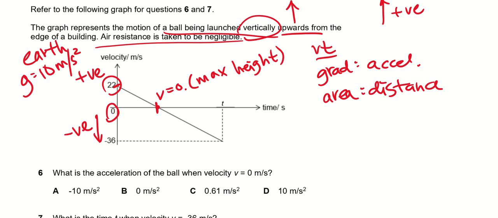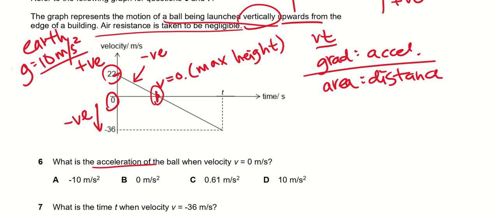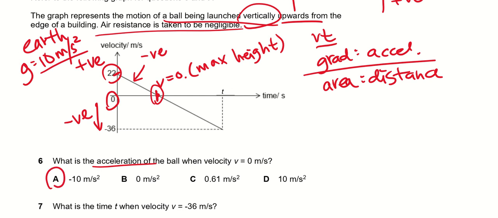So they want us to find the acceleration of the ball when velocity v equals 0. It happens at this time here. As you can see, for a VT graph, the gradient represents acceleration, and the gradient over here is a negative gradient. The value is 10 meters per second squared. So the answer will be A, negative 10 meters per second squared.